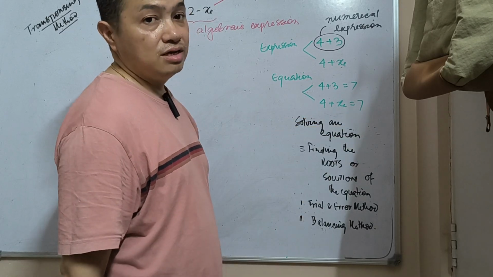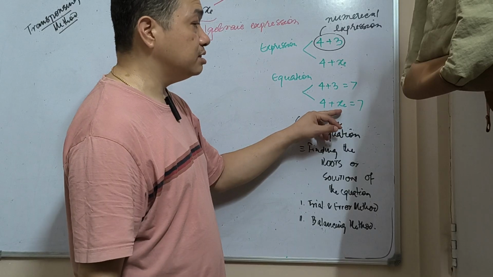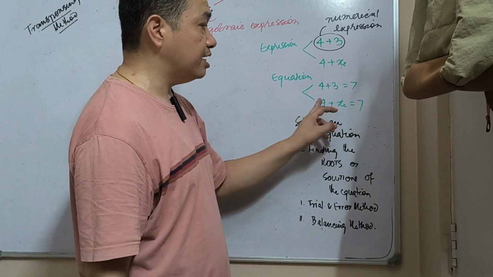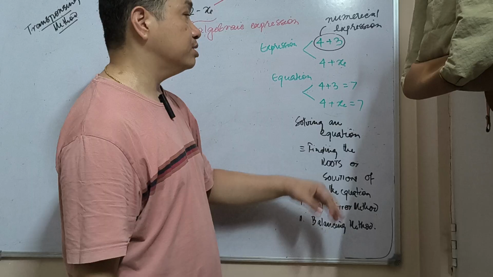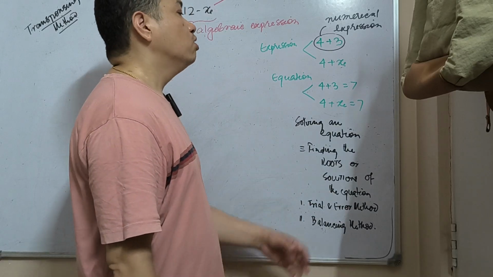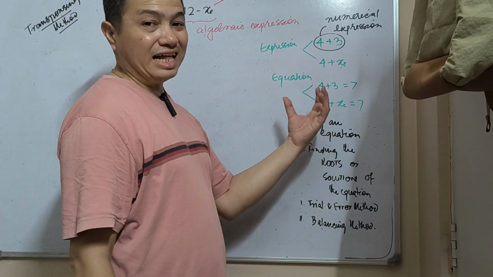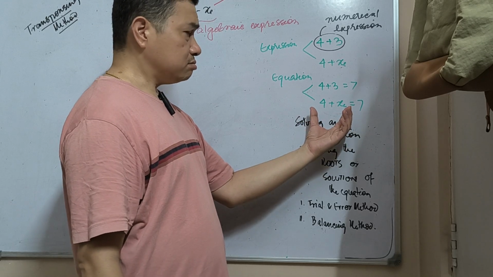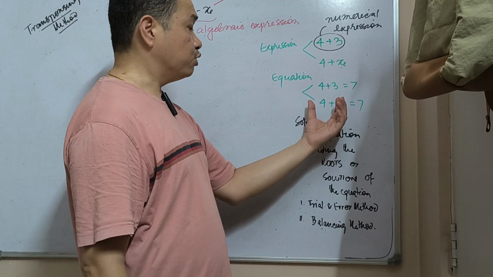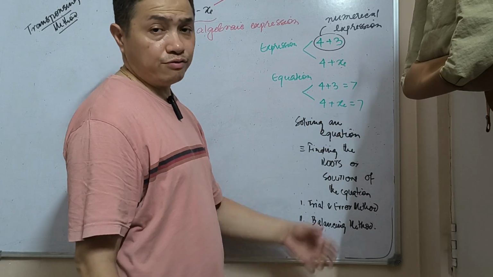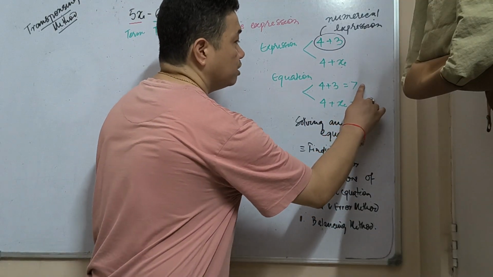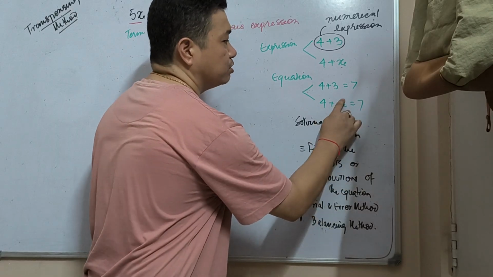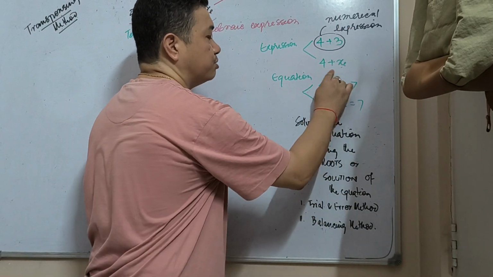This is an equation because on the left hand side and on the right hand side there are two algebraic expressions, or on one side there is one algebraic expression. This will be called an algebraic equation. The earlier one is a numerical equation. This is an algebraic equation because it contains an algebraic expression.